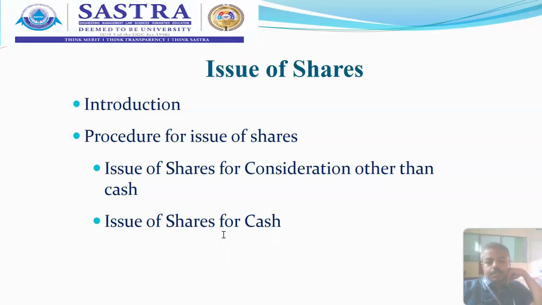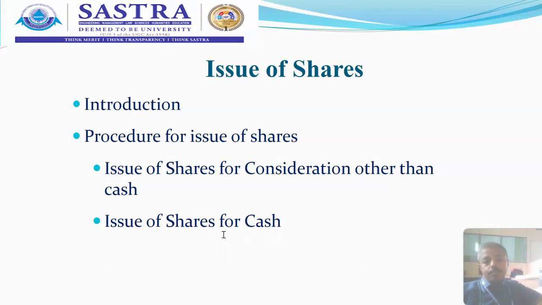Next, calls on shares. It could be first call, second call, and final call, whatever it may be, but it's the same format of journal entries we are going to follow. Hence, let me take, just to say, a share first and final call account, instead of separately taking first call account, second call account, third call account, like this. Let me say this is the share first and final call account, because the same journal entry we are going to pass.